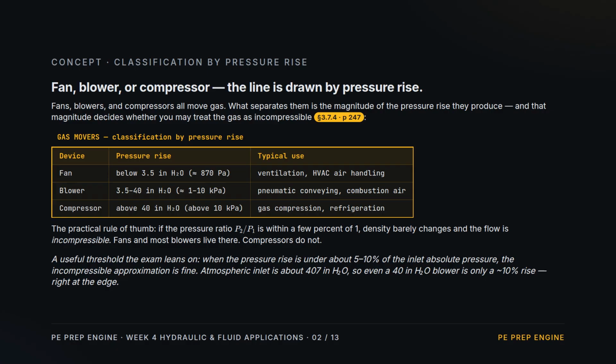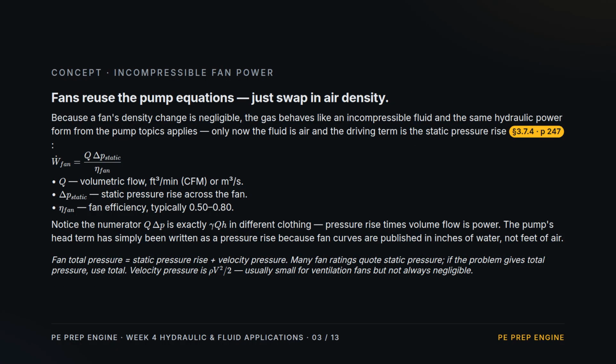When the pressure ratio is within a few percent of 1, density barely changes and the flow is incompressible. Fans and most blowers live there. Compressors do not, and that changes which equations you reach for. Fans reuse the pump machinery.